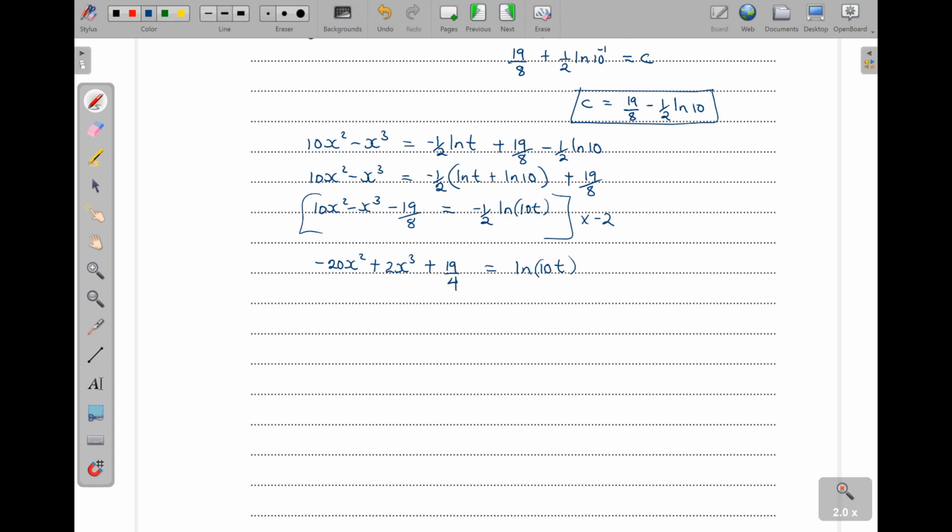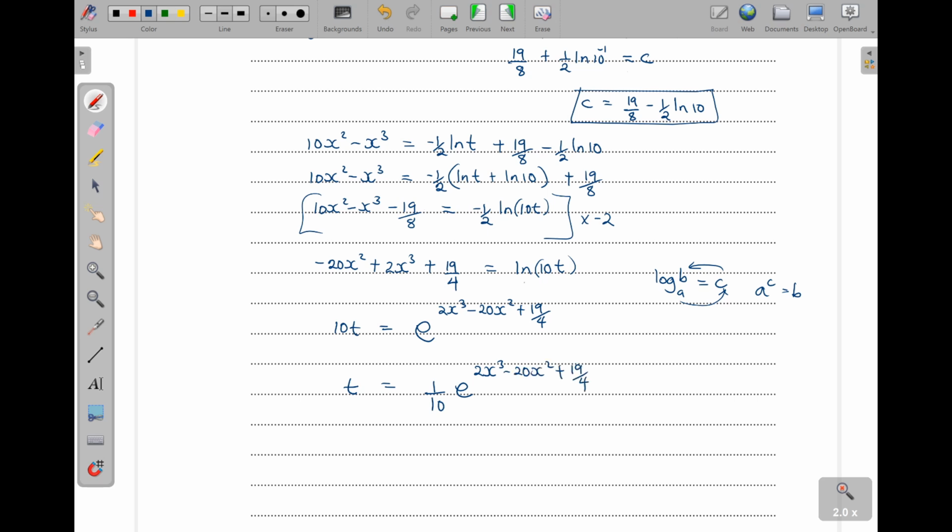Meaning, remember, we have a rule in logarithms that if you have log a b, which is equal to c, then a power c is equal to b, okay? A power c is equal to b. So meaning, and you know that natural log is log base e. So I will have 10t, which is equivalent to e to the power of 2x cubed minus 20x squared plus 19 over 4. And then how do we get t from here? We divide all through by 10.